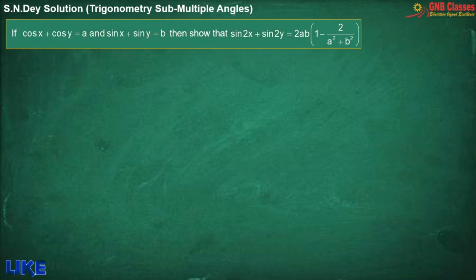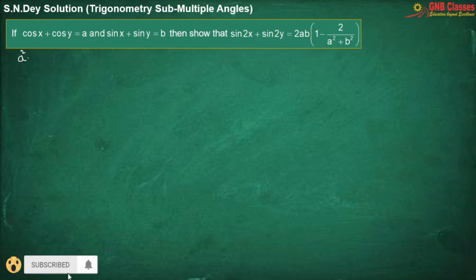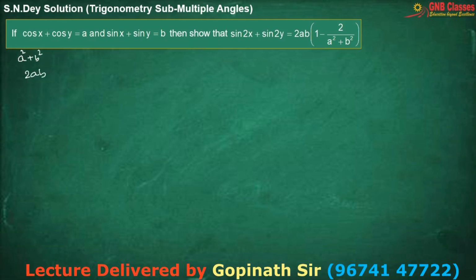In this problem, we have to prove sine 2x plus sine 2y equals 2ab into 1 minus 2 by a square plus b square. So before starting the sum, we will find out a square plus b square and 2ab individually, and then we will put those values in the right hand side to get our left hand side. Is it clear? Now, to find a square plus b square, we are squaring and adding the corresponding sides of these two given conditions.